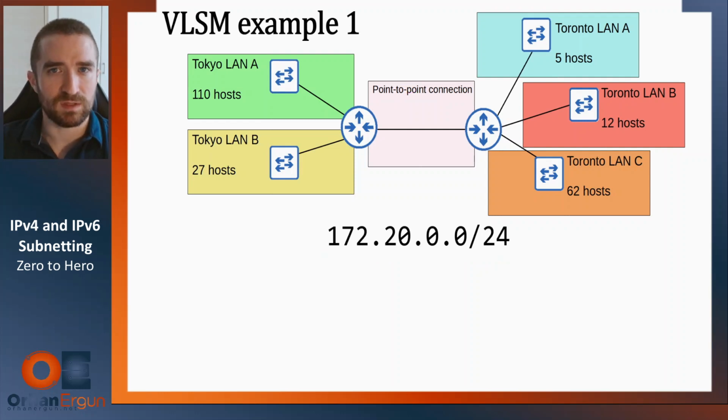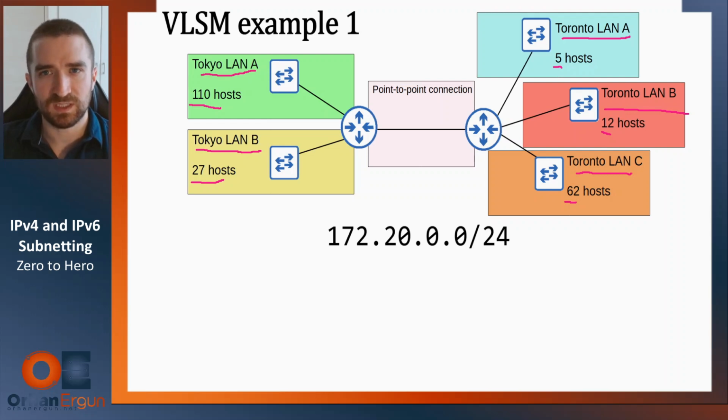Okay, so the LANs we have are Tokyo LAN A, which requires 110 hosts, Tokyo LAN B requires 27 hosts, Toronto LAN A only requires 5 hosts, Toronto LAN B 12 hosts, and Toronto LAN C 62 hosts. Okay, so these could be different departments or offices in these different cities. And also don't forget the point-to-point connection, of course. You have to assign addresses to the routers for these.